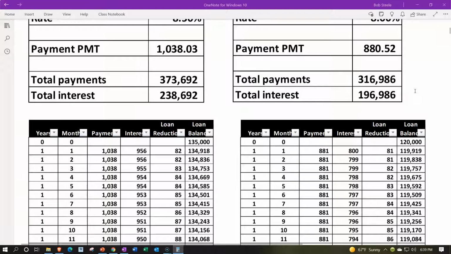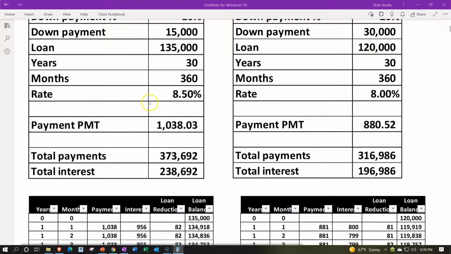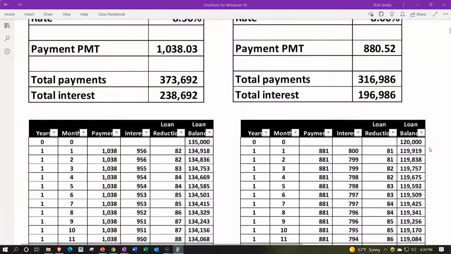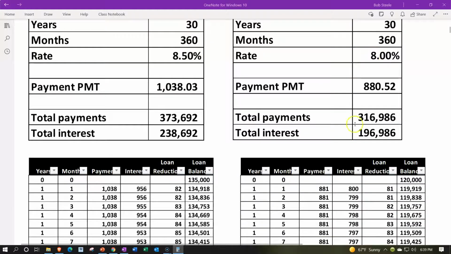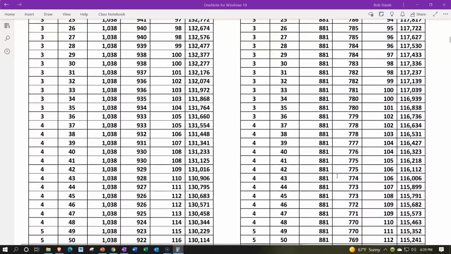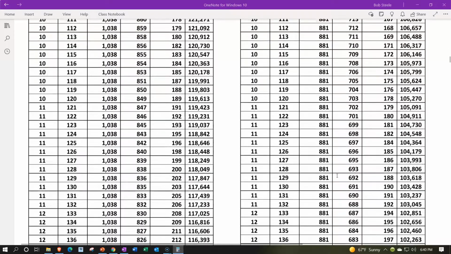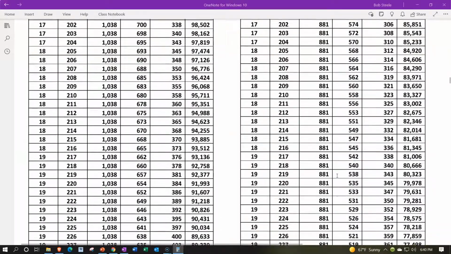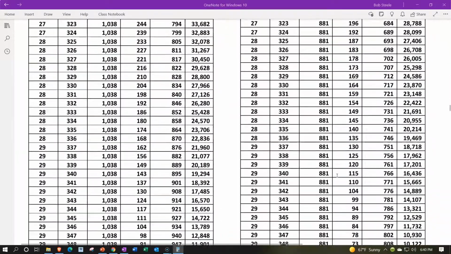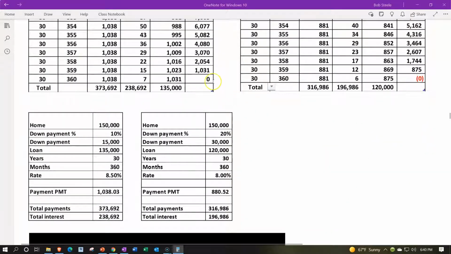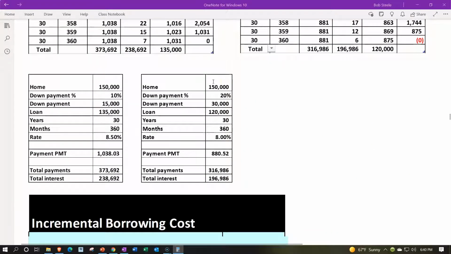Now we have our amortization tables between the two loans down below. The larger loan starts at the 135,000, with payments of about 1,038 all the way down, interest calculated at 8.5%, versus the $120,000 loan, payment amount of about 881, interest calculated at 8%. Both of these, of course, fully amortize after the 30 years. We're deciding between those two options. If we go all the way down, they will be fully amortized down to zero at the end of 360 months, because that's 30 years.